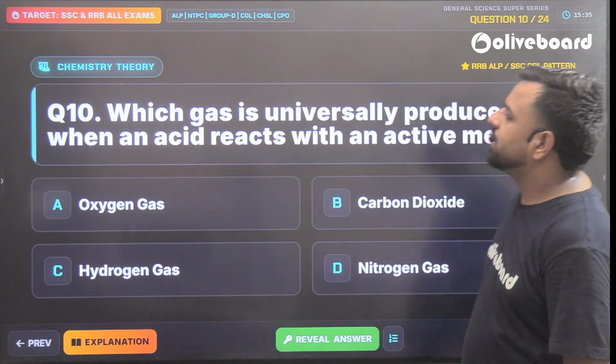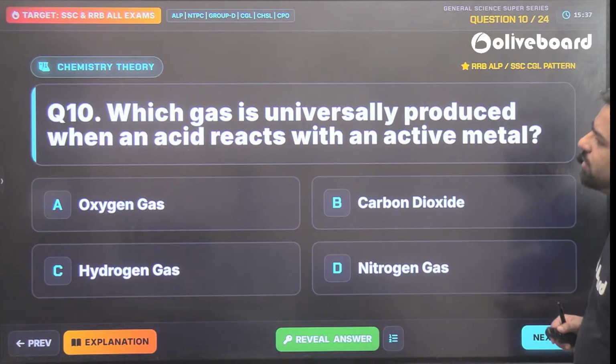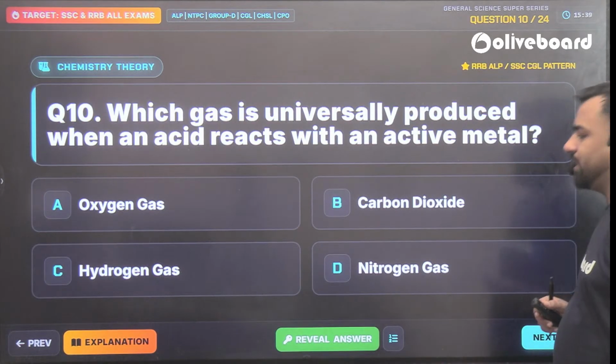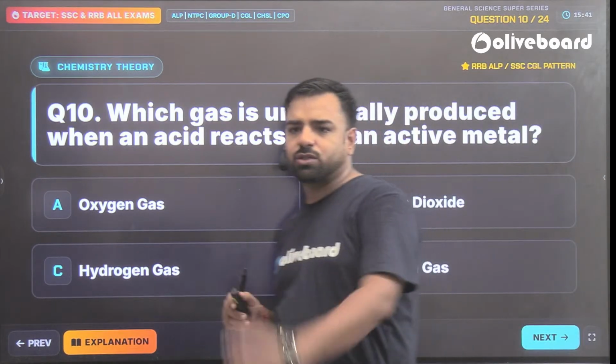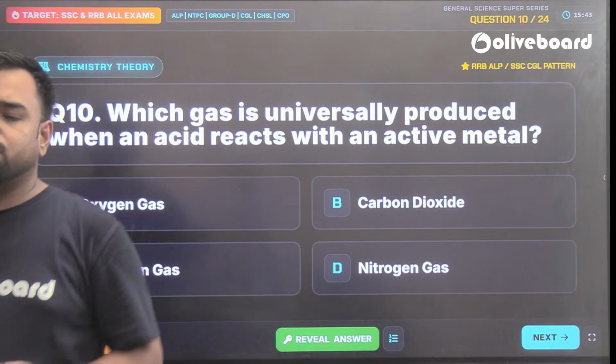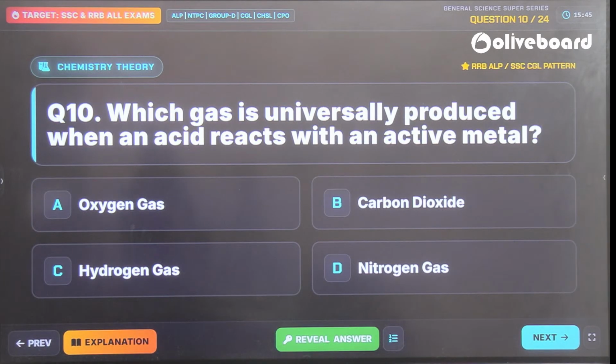Okay, next. Which gas is universally produced when an acid reacts with an active metal? One of the most important questions. So let us see what will be the correct answer. Let me check the comment section. Okay, so Shubham is saying rust formation, iron oxide. That's correct. So Shubham and Manoj, both of you are correct. Next.